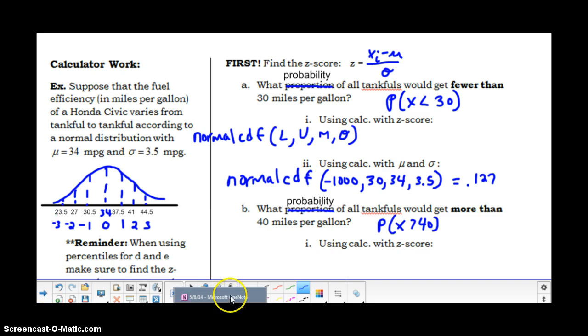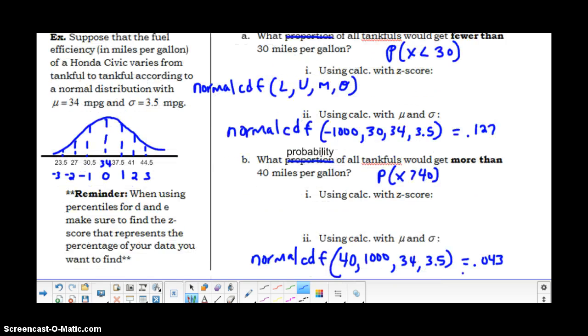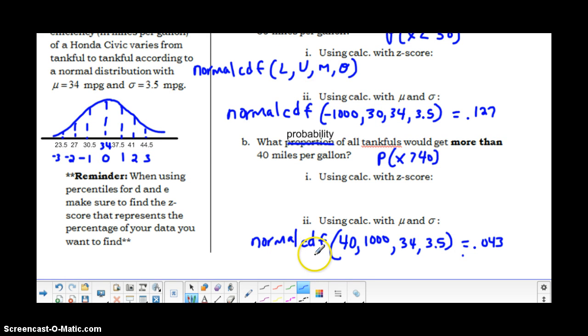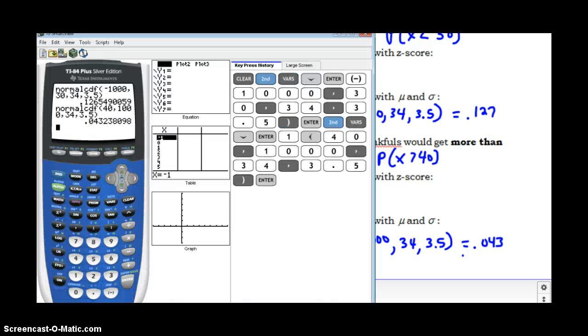Okay, question B is asking us for the probability of all tank fills that get more than 40 miles per gallon. So X is greater than 40. So that would be from here and above. So to find that using the calculator, we will put in normal CDF. So 40 is our lower limit, and then all the way to infinity, and we'll use 1,000 to represent infinity. And then again, the mean of 34 and the standard deviation of 3.5. When we put that in our calculator, using the same steps, you'll get 0.043.